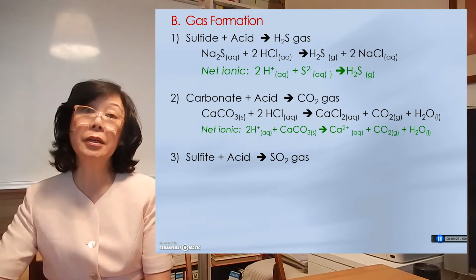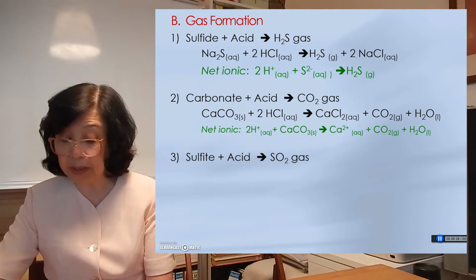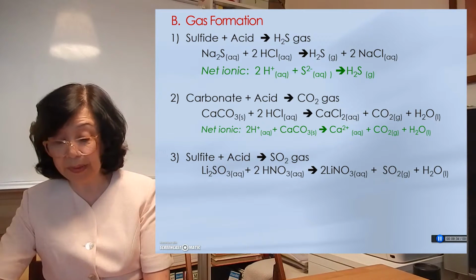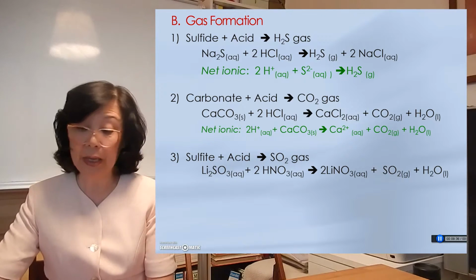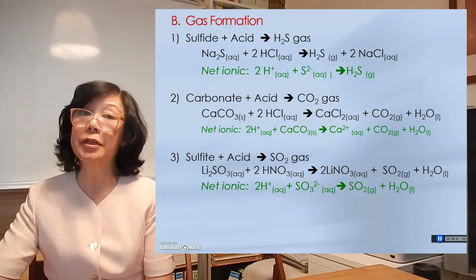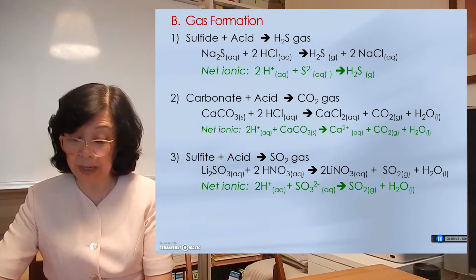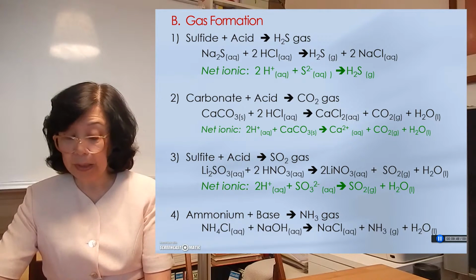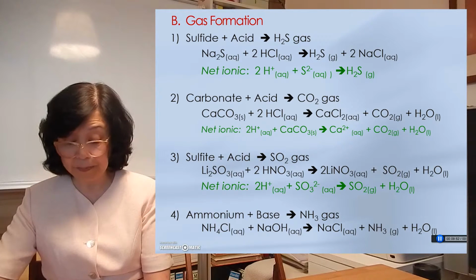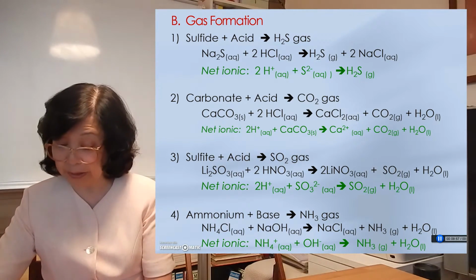The next one would be the salt of sulfite when added to acid generating SO2 gas, sulfur dioxide. So an example would be lithium sulfite and nitric acid forming lithium nitrate and sulfur dioxide gas and water. Net ionic is just hydrogen ion added to the sulfite ion making H2O, water, and SO2 gas. And the last one is ammonium salt added to a base will generate ammonia gas. And here the net ionic is ammonium ion and hydroxide ion forming ammonia and water.